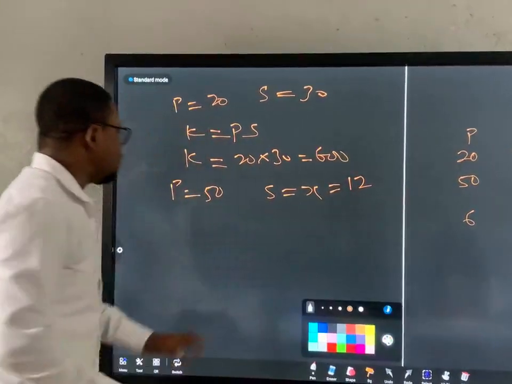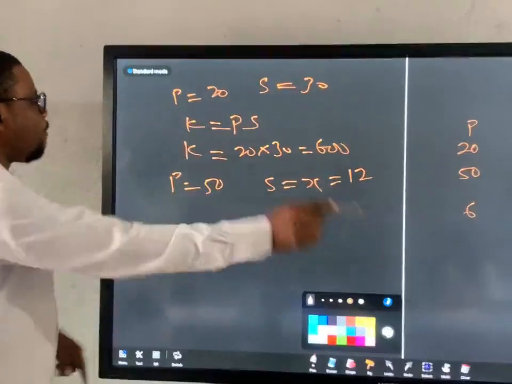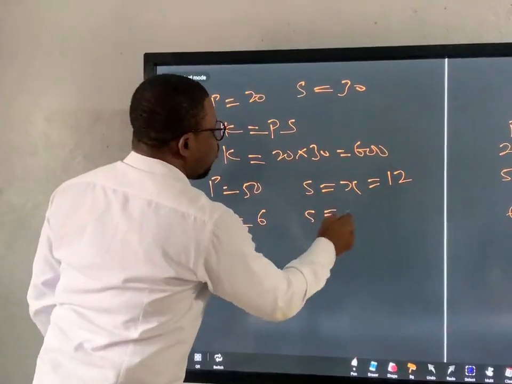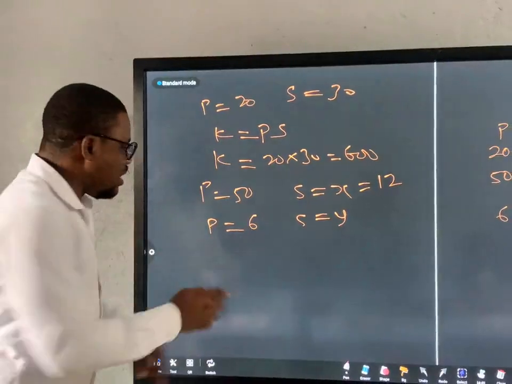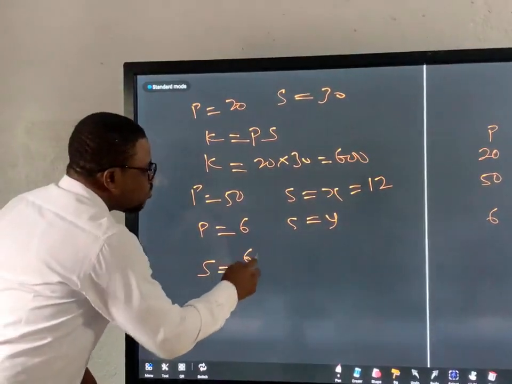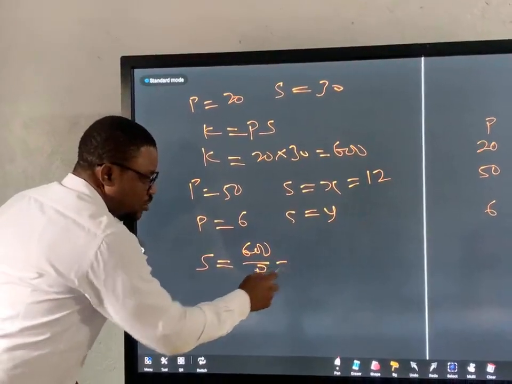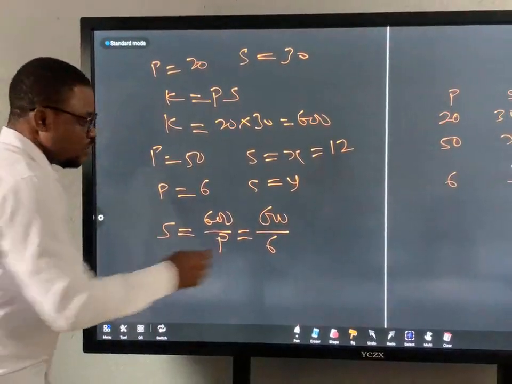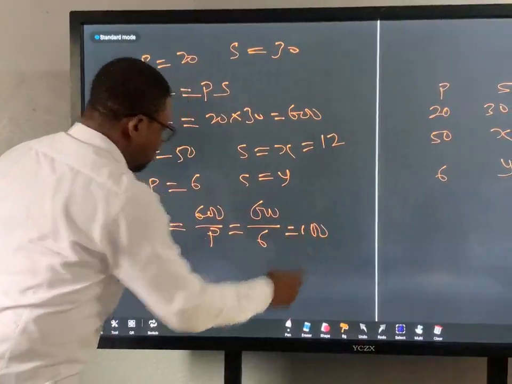Now look at this. For the last one, we said that P is equal to what? P is equal to 6 and S is equal to Y, right? We have agreed that S is equal to what now? 600 over P. Am I correct? Yes. So what is this guy now? 6, right? So I end up getting 100.